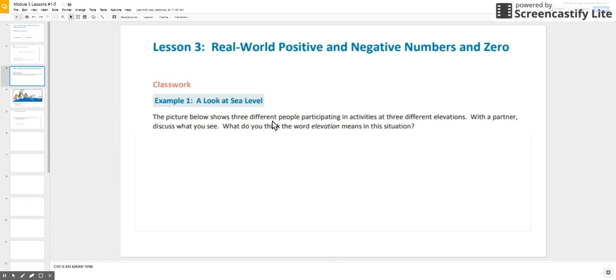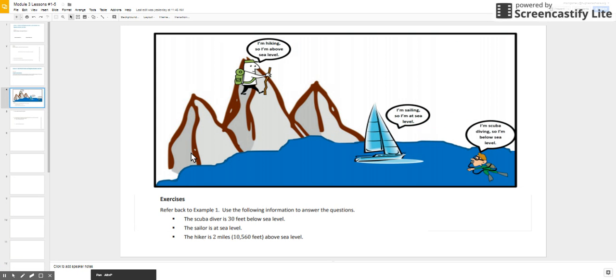The picture below shows 3 different people participating in activity at 3 different elevations. All right, so keyword here, 3 different elevations. It says, with a partner, discuss what you see. Well, we're just going to kind of talk about this together. What do you think the word elevation means in this situation? So let's go ahead and look at the picture and kind of talk about what's going on.